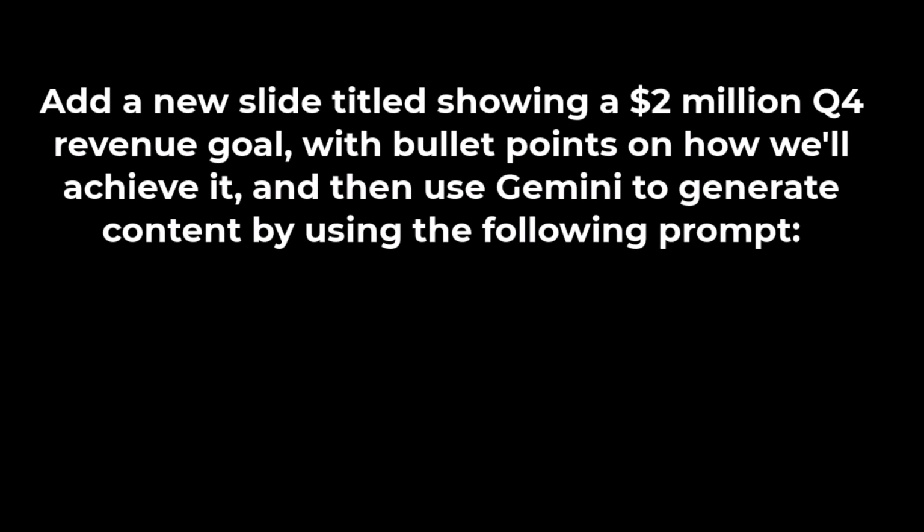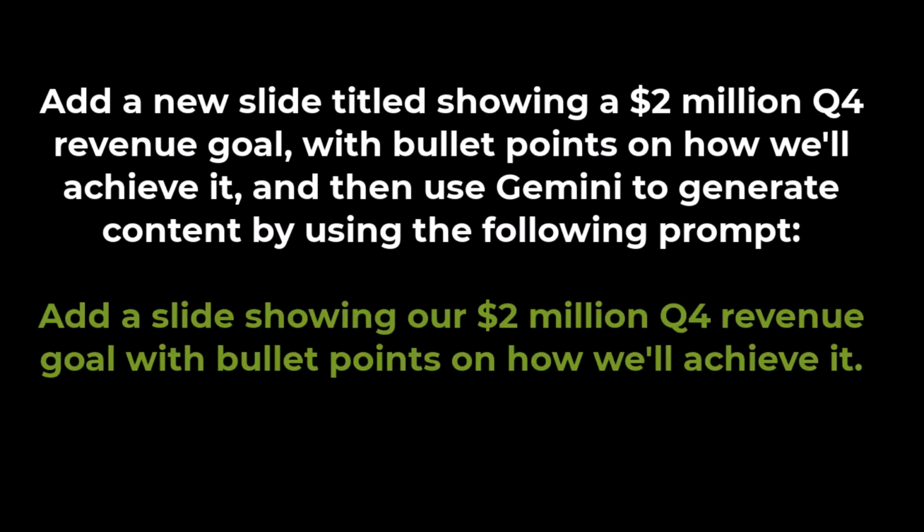Add a new slide titled Showing a $2 million Q4 Revenue Goal with bullet points on how we'll achieve it, and then use Gemini to generate content by using the following prompt. Add a slide showing our $2 million Q4 revenue goal with bullet points on how we'll achieve it.